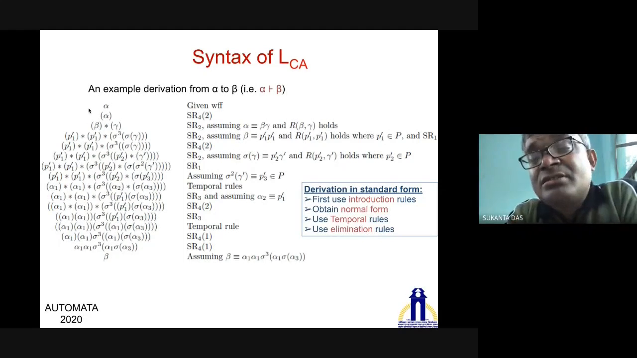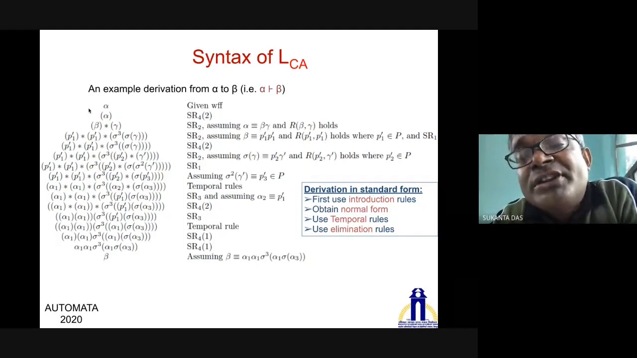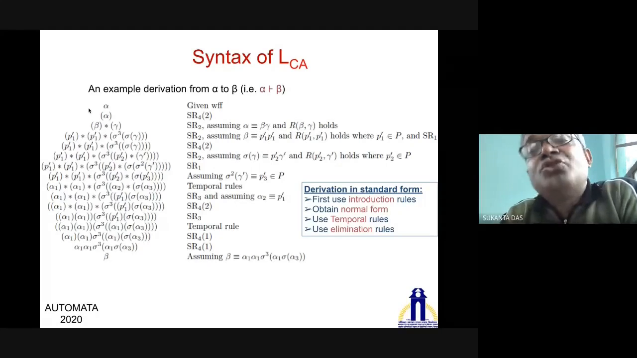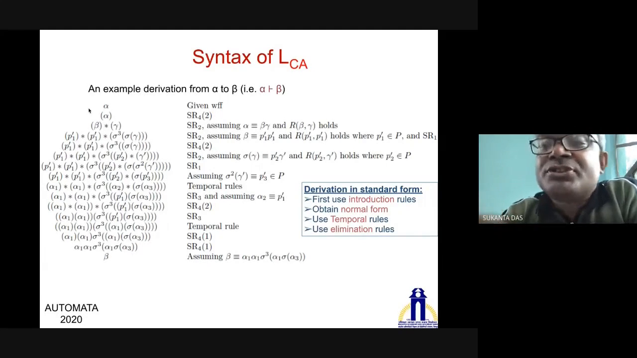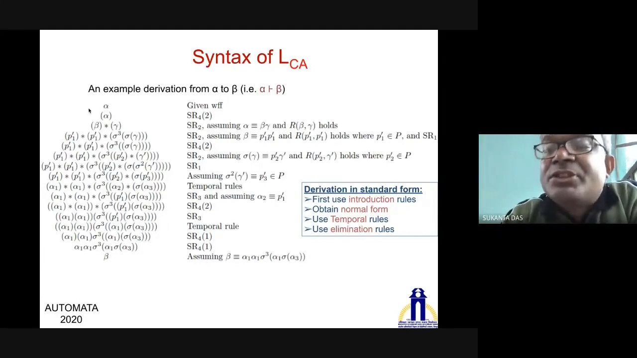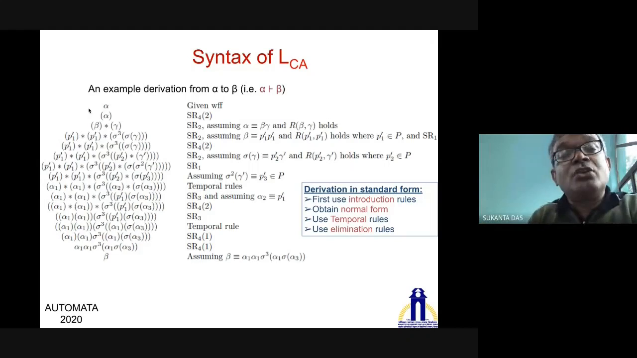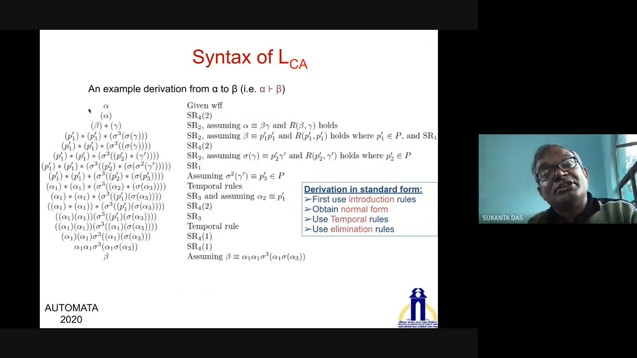So this is a derivation, and not all derivations are in standard form. We call a derivation standard form if we first use introduction rules, then we obtain normal form, then use temporal rules, and then use elimination rules. If this sequence is maintained, then we call the derivation standard form. However, this derivation is not in standard form.